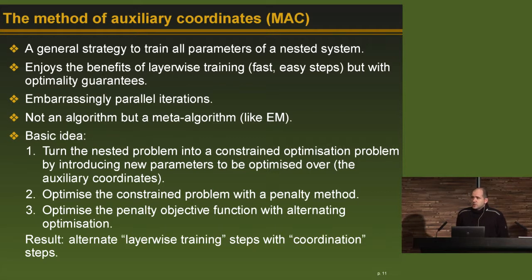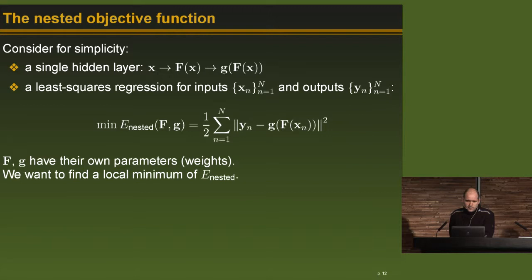The iterations that arise from it are embarrassingly parallel, and the basic idea underlying the method is as follows. We are going to turn the original nested problem that we want to solve into a constrained optimization problem by introducing some auxiliary variables, which are the auxiliary coordinates that I am talking about. And we're going to optimize over those as well. The way to optimize that constrained problem is going to be done with a penalty method. And the penalized objective function itself is going to be optimized using alternating optimization. So there are a series of steps to be done before you come up with the algorithm. The final algorithm is going to alternate layer-wise training steps with coordination steps. So let's see how that works.